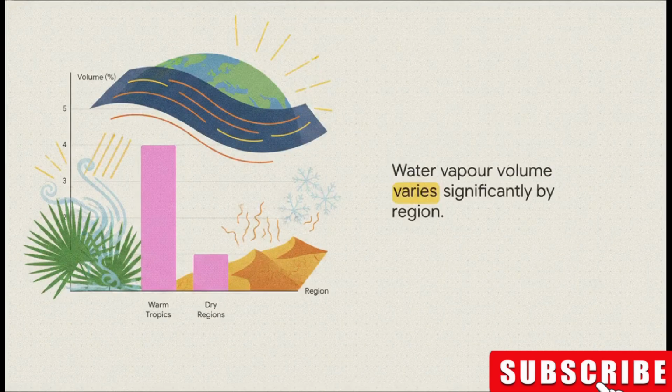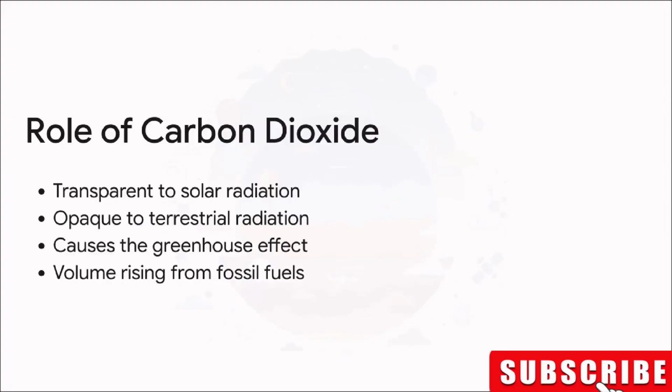Now, water vapor is a total shapeshifter depending on where you stand. In the warm, wet tropics, it can actually account for up to 4% of the air by volume. But move out to dry deserts or freezing polar regions, and it plummets to less than 1%. It essentially acts like a giant invisible thermal blanket, absorbing solar energy and preserving the Earth's radiated heat to keep our climate perfectly comfortable. Then we've got carbon dioxide.